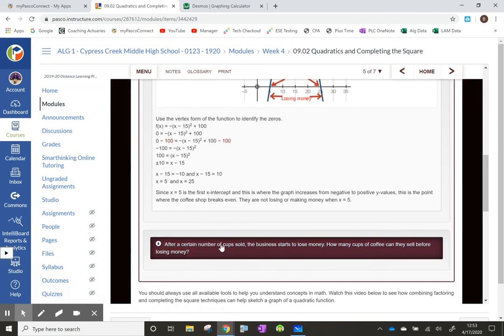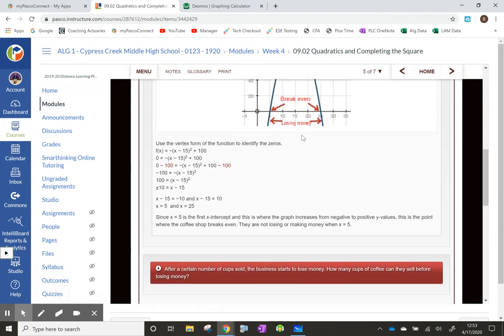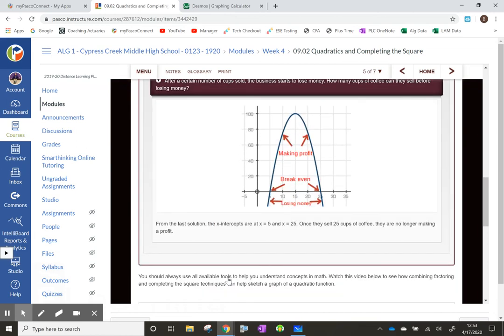And the last step is, when would they start losing money? Well, if they break even at 25 cups of coffee, that means after they sell 25 cups of coffee, they're going to go lower, losing money, right? So 25 is the mark where they stop making money. At 25 cups of coffee, they went from making money to not making any more money. So if they sell any more cups of coffee, they're going to continue losing money. So it's after the 25 cups of coffee that they start losing money.